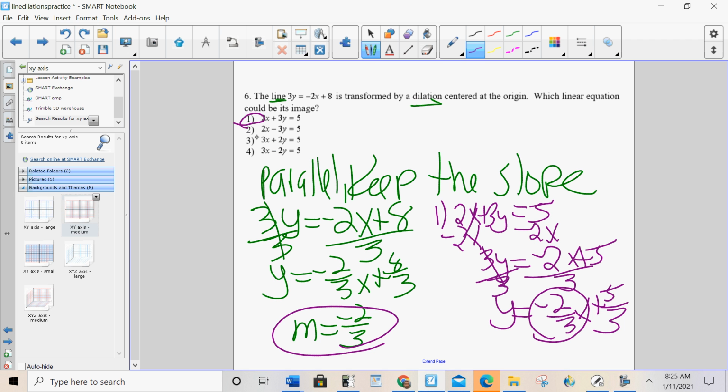So the concept, if I know that a line is being dilated, the image must be parallel, which means the slope must be the same. Being how all it's telling me is that it's being dilated, I don't have a scale factor. All I know is that the slope has to be the same. So I just have to find which choice has the same slope as my original line.